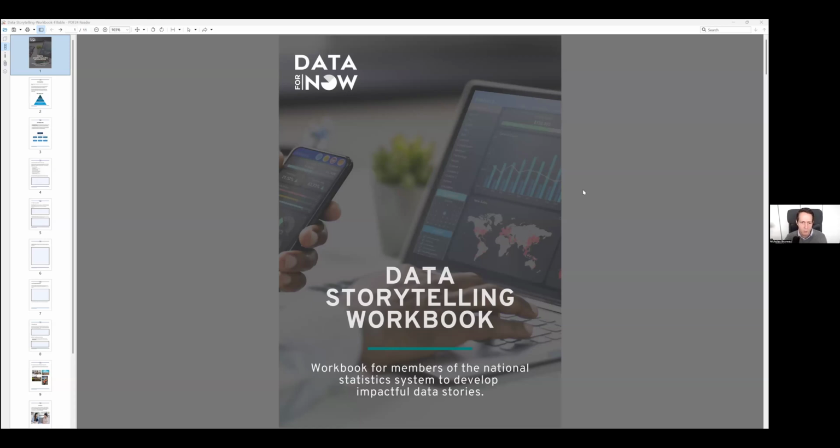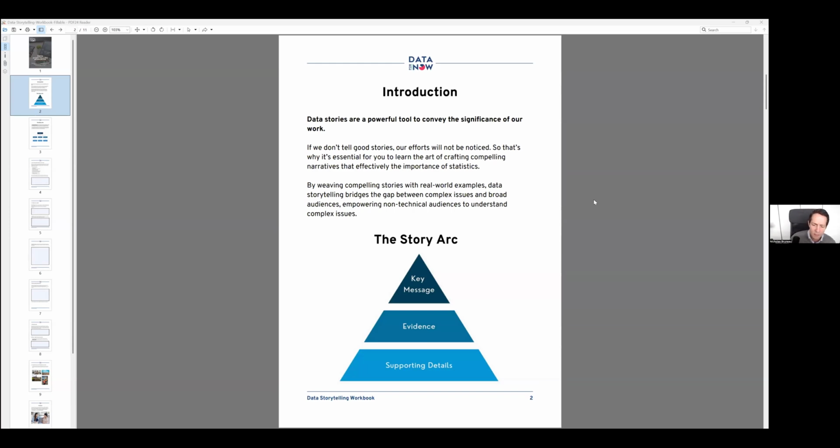Great. So if everyone can see my screen, what I've done is I've created a workbook that will allow you to bring together all your ideas into a data story in a structured manner. First, it summarizes the structure that we talked about today, that looks at the story arc, the pyramid structure, as we mentioned, that starts with a key message followed by evidence and supporting details.